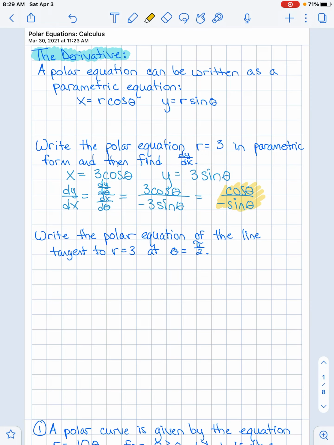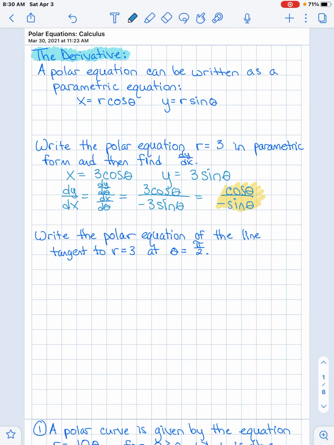Okay, so now the next question says, write the polar equation of the line tangent to r equals 3 at theta equals pi over 2. So I'm going to write this two different ways. I'm going to do this by writing the rectangular equation first and then converting that to polar. So let me show you what I mean by that. I'm going to find y equals mx plus b, or I will put it in point slope form. Okay, to do that, I know dy over dx.